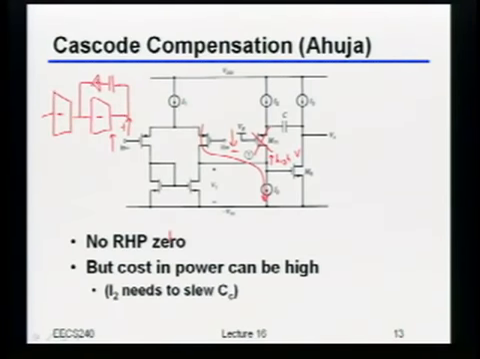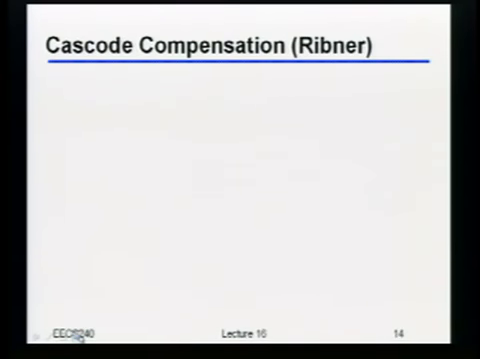Okay? So really it's a nice idea, but the issue here was that we had to add some extra bias current into this to make it work, or really to get the performance that we wanted. So it turns out there's actually another way you can do this, so-called cascode compensation. By the way, you'll see why I call it cascode compensation in a second. This particular version was from a guy named Ribner. This was also, I believe, in '83, '84 or so.